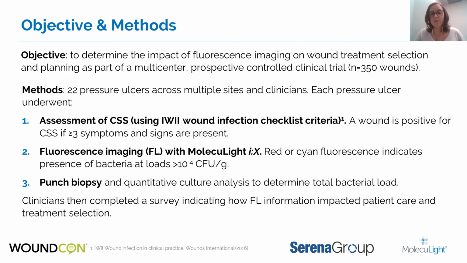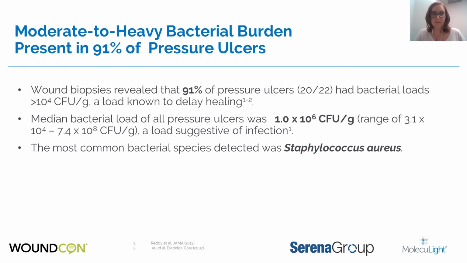Then the wounds were imaged for fluorescence with the MolecuLight IX, and regions of red or cyan were used to indicate the presence of bacteria at loads above 10 to the 4 CFU per gram. All wounds underwent at least 1 punch biopsy to provide a definitive answer on total bacterial load in that wound. And then clinicians wrote out a complete treatment plan based on clinical signs and symptoms, a complete treatment plan based on fluorescence, and then they indicated how their patient care and treatment selection were impacted.